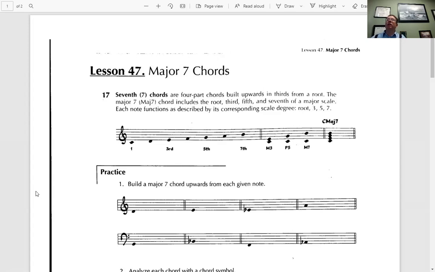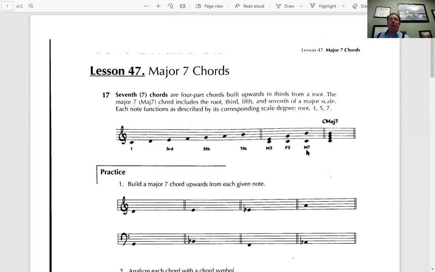If you are still doing these chords intervallically, meaning you're building up by intervals, you're going to do a major third, then a minor third, and then another major third. And it breaks down that the distance between the first two notes is a major third, the distance between the first note and the third note is a perfect fifth, and the distance between the top note and the bottom note is a major seventh.